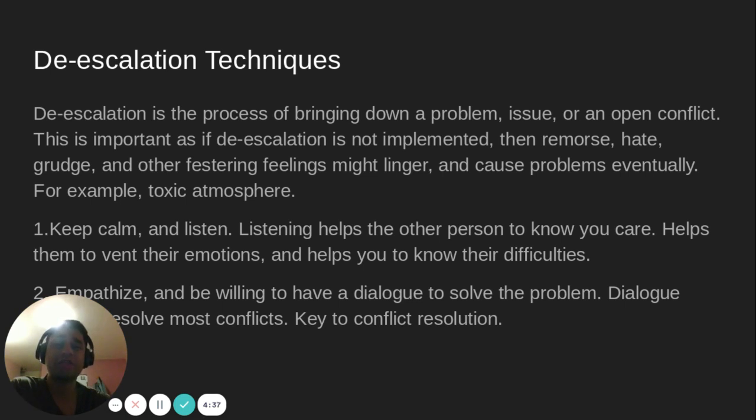De-escalation is the process of bringing down a problem, issue, or an open conflict. This is important, as if de-escalation is not implemented, then remorse, hate, grudge, and other festering feelings might linger and cause problems eventually. An example would be a toxic atmosphere. If the atmosphere is toxic, then it can't be proceeded any further because no one is willing to work with each other.